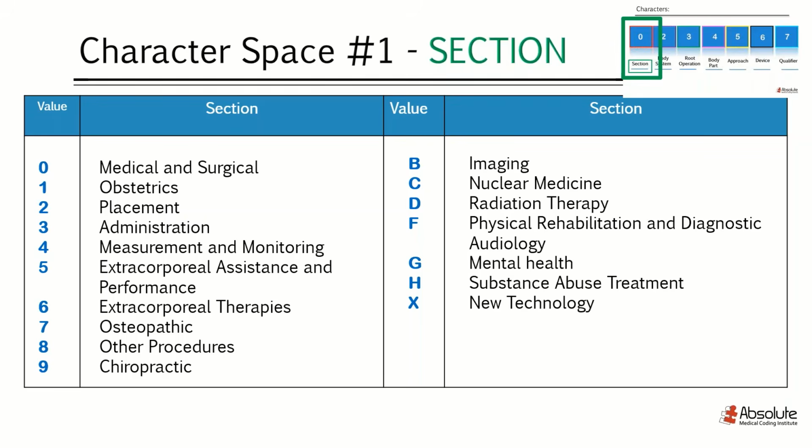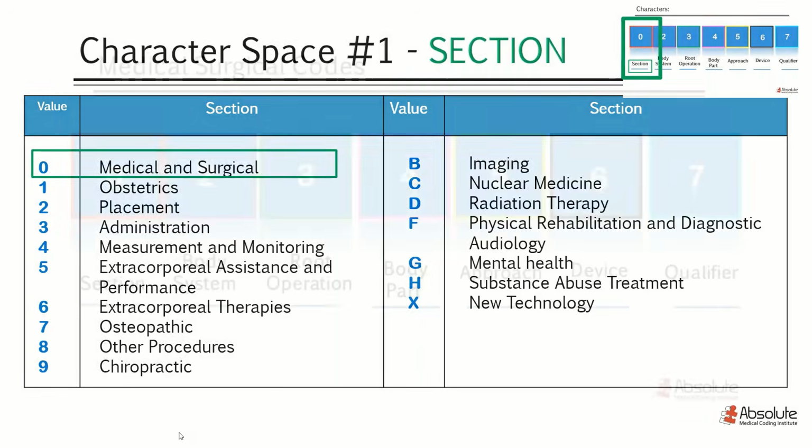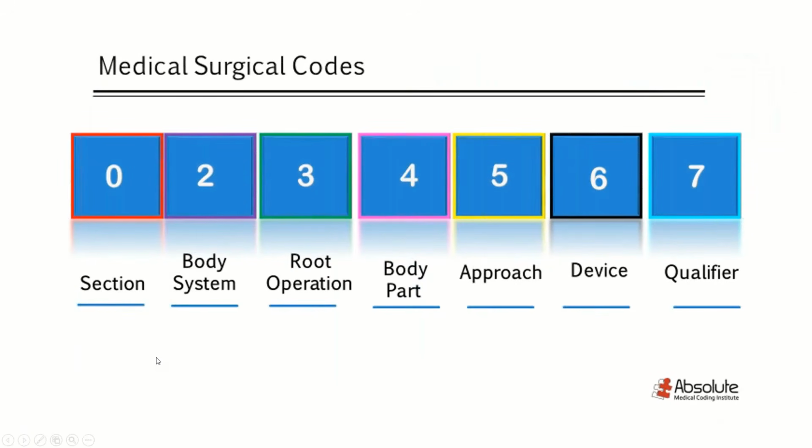So let's go ahead and study that medical and surgical section. This is the first section. It makes sense. It is the largest section in your PCS manual, and our discussion today will involve primarily this medical and surgical section. So let's get started and look at the code for a medical surgical procedure.